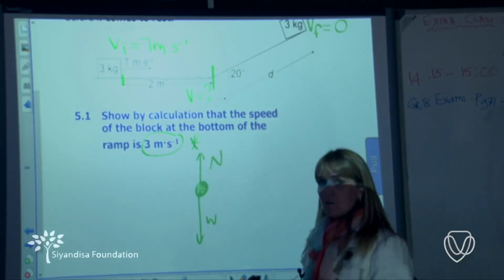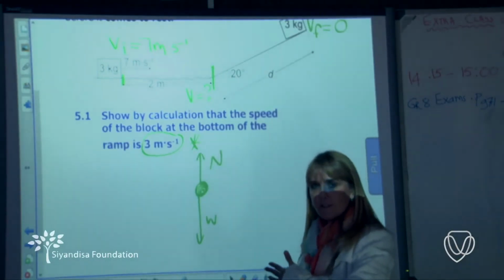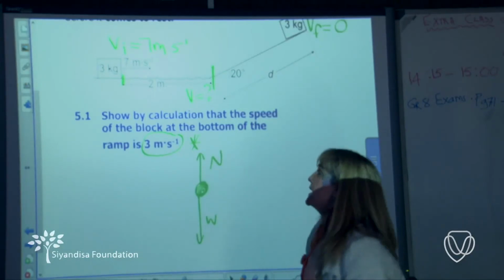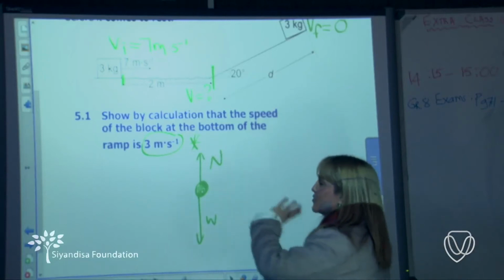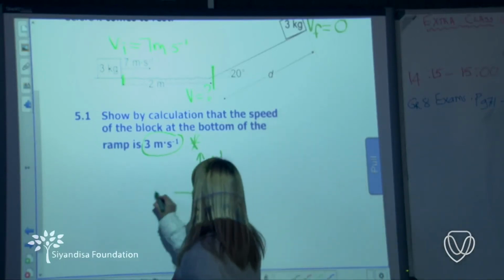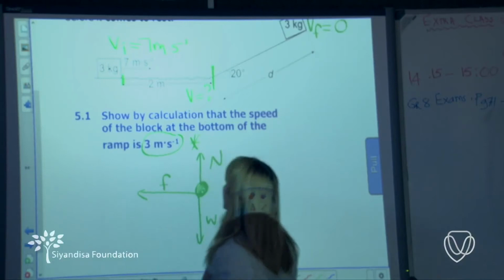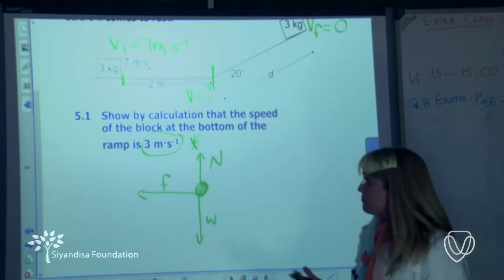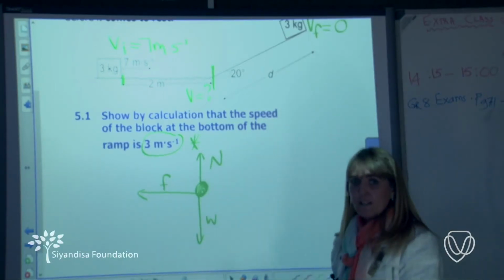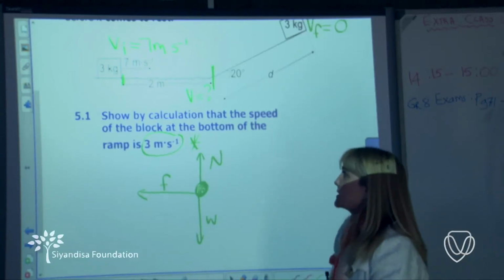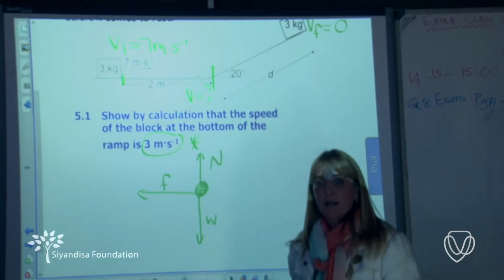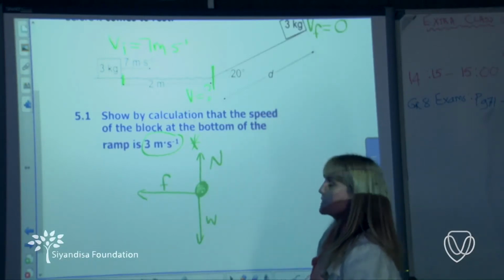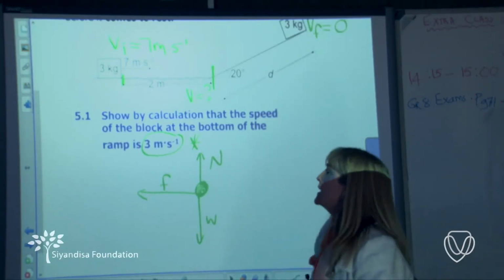Then, because the object is moving across a rough surface, it means that there's a frictional force. Now, the object is moving from left to right, which means that friction is towards the left. So let's fill friction in. And that is pretty much all that we've got here. There are no other forces. Nobody is pushing the block, nobody is pulling the block. So there's no applied force. Right, so those are the forces that we are going to be looking at.